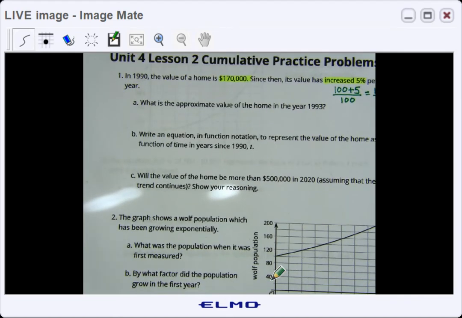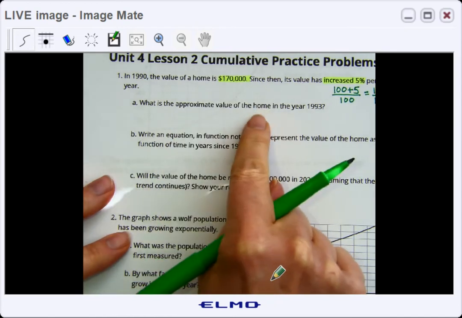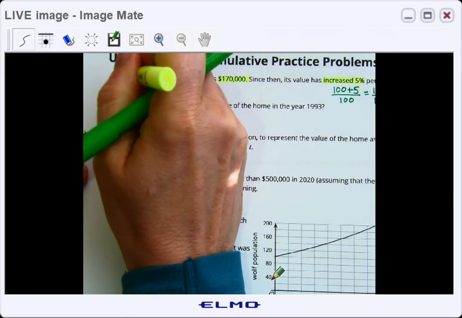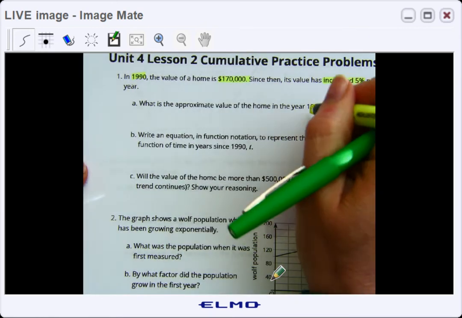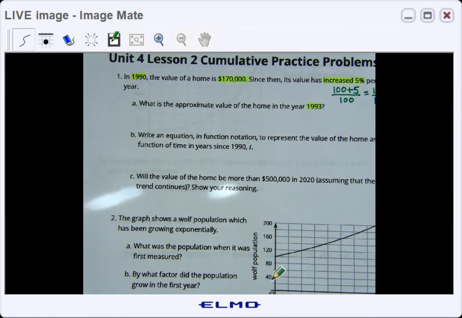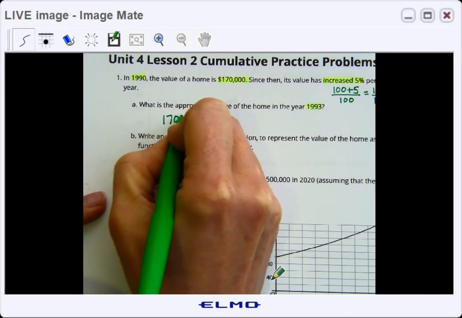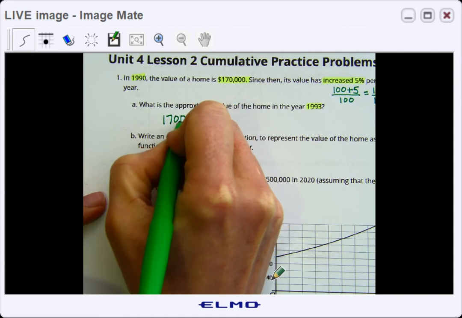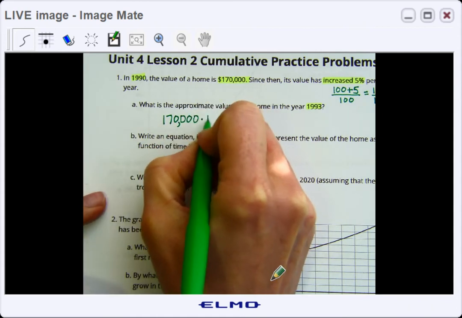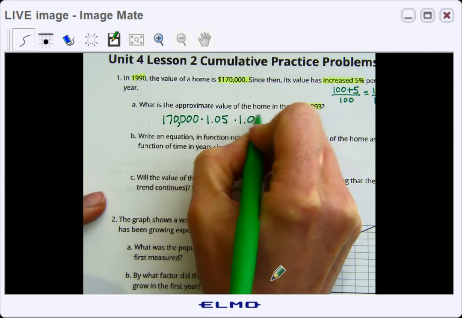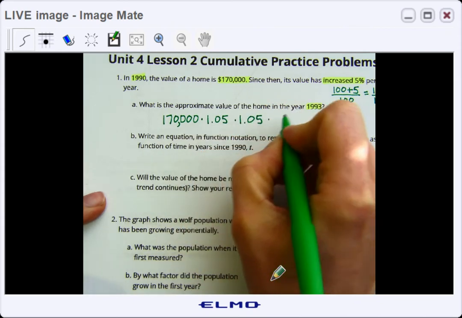All right, what is the approximate value of the home in the year 1993? So this was the value in 1990. This is 3 years later. So we could start with 170,000 and multiply by 1.05 3 times because it's 3 years later.